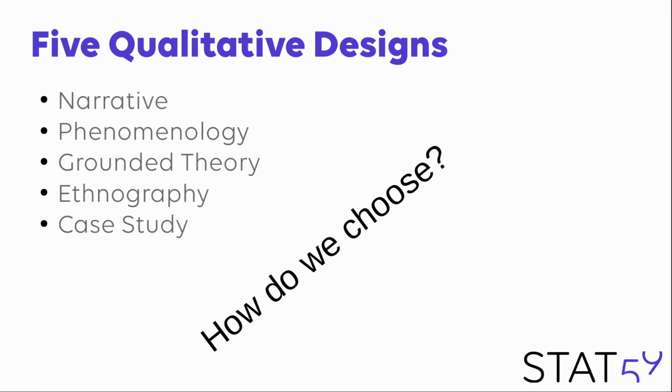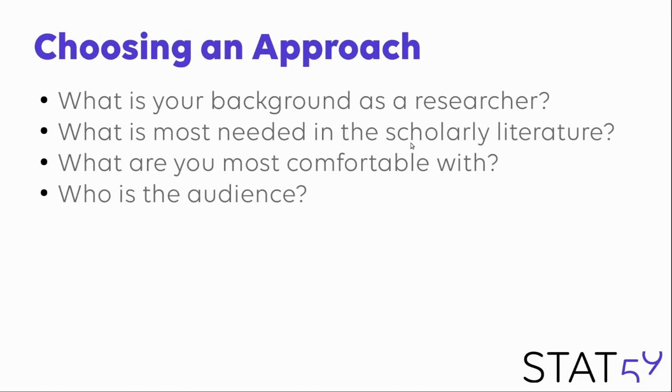How do we choose? We've talked about narrative, phenomenology, grounded theory, ethnography, and case studies. How do we choose which of these designs to use? There's a number of ways to look at this. One is your background as a researcher. One is looking at what is most needed in the scholarly literature. What are you most comfortable with? And who is the audience? Who is going to read your paper?